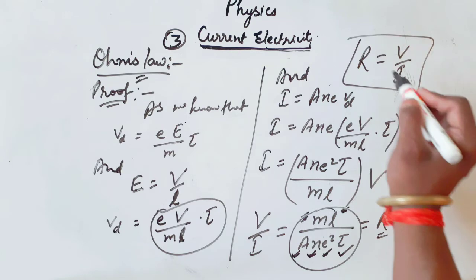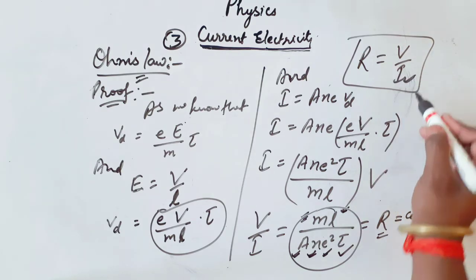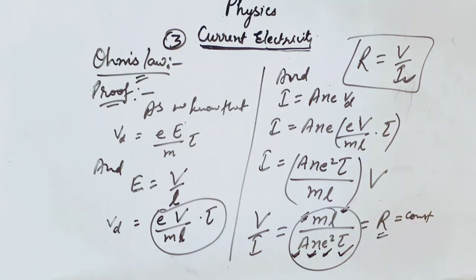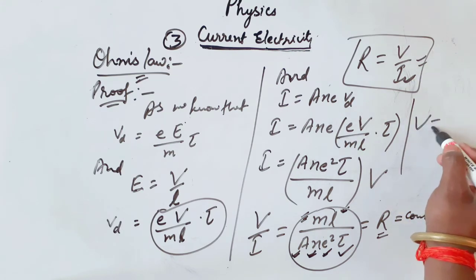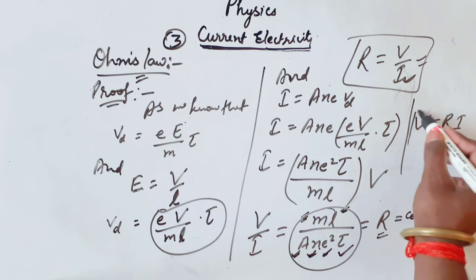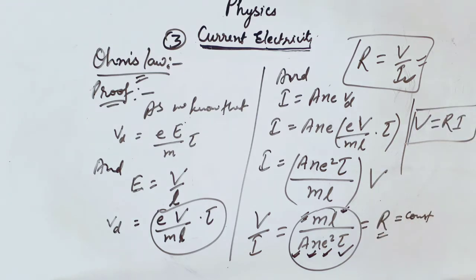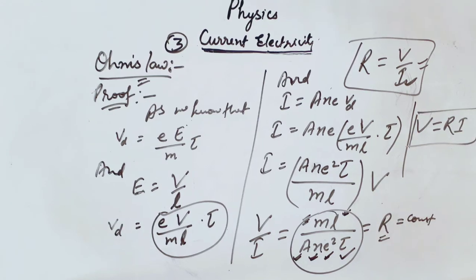And according to this formula, you can say the electric current flowing through the conductor will be inversely proportional to R. And also from this formula, we can write V is equal to R into I, which is called Ohm's law. V is equal to R into I.